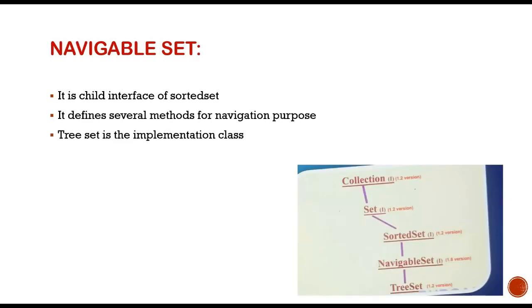Navigable set. It is a child interface of a sorted set. It defines several methods for navigation purposes. Tree set is an implementation class. It comes under the sorted set.